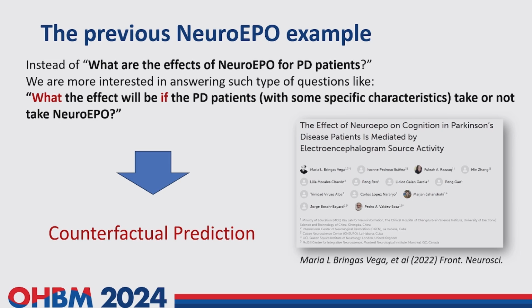Okay, so let's get a sense of causal language. In Maria's example, we are looking at the effect of neuro-APO for PD patients, right? If we're trying to ask a causal question, it can be what the effect will be if the PD patients, maybe with some specific characteristics, take or not take neuro-APO. From this question, you have a sense that we are trying to do a counterfactual prediction, which is trying to predict something that hasn't happened.